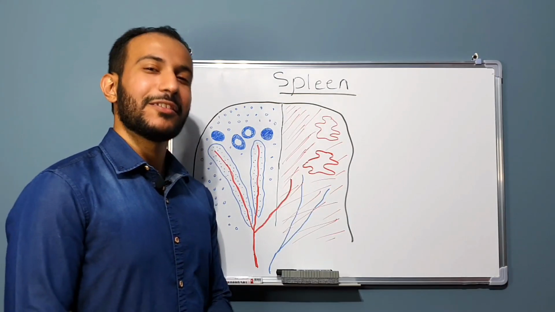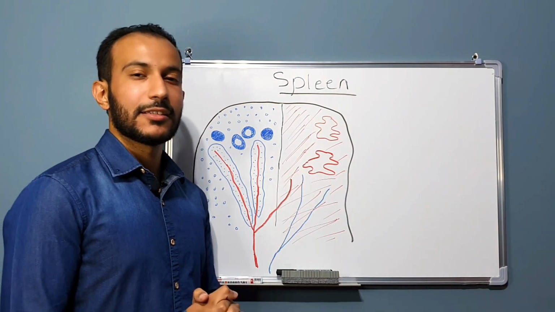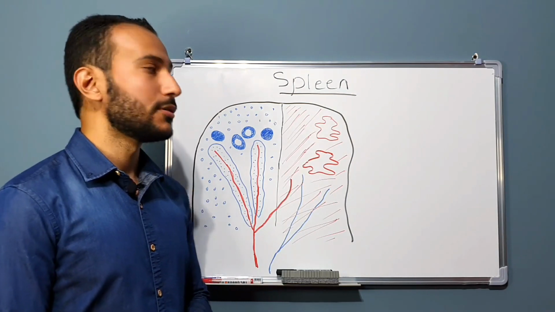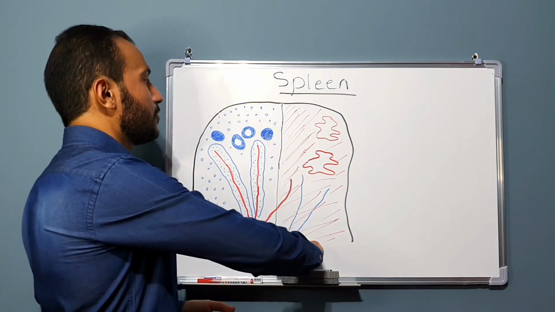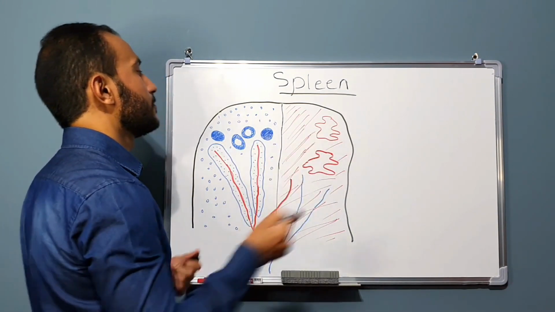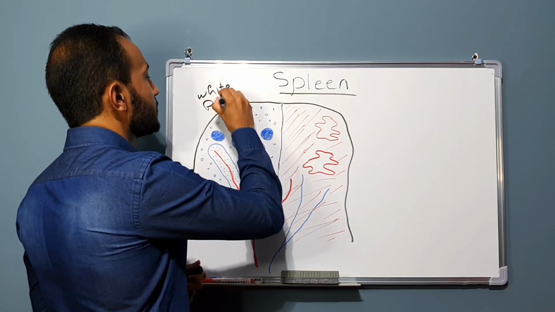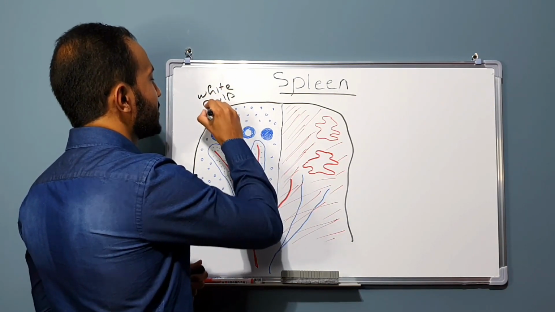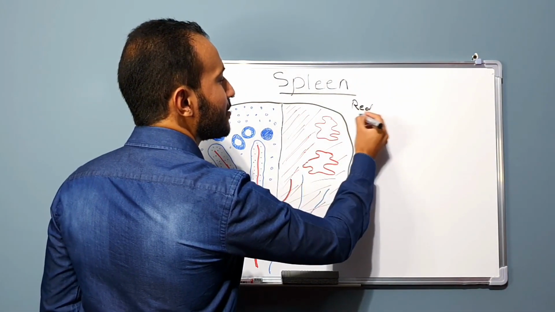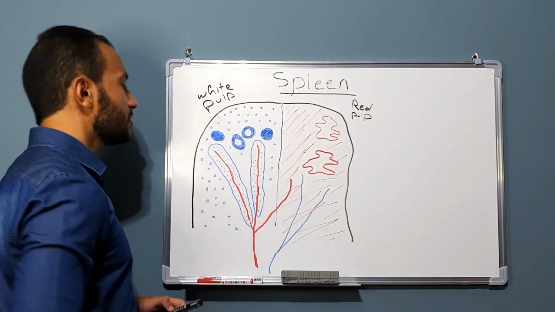Hi, so in this video we are gonna talk about the spleen, and as we know the spleen is one of the secondary lymphoid organs as we said in the previous videos. So the spleen consists of two parts, the white pulp and the red pulp. This is the white pulp, and this is the red pulp. Okay, let's talk about the white pulp first.